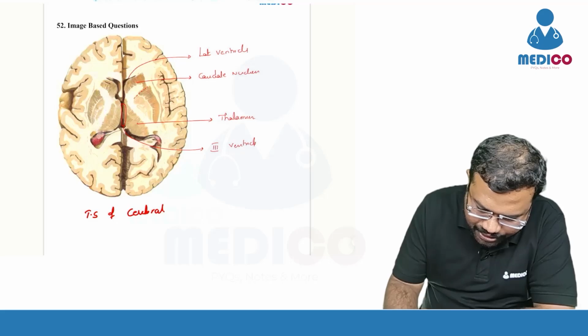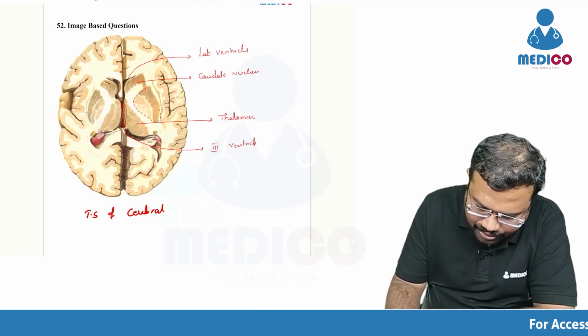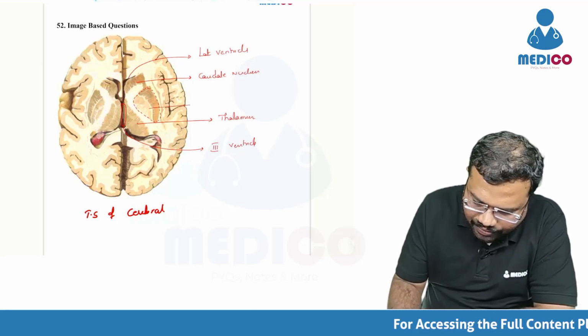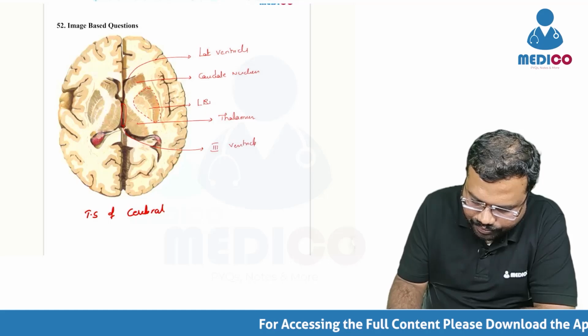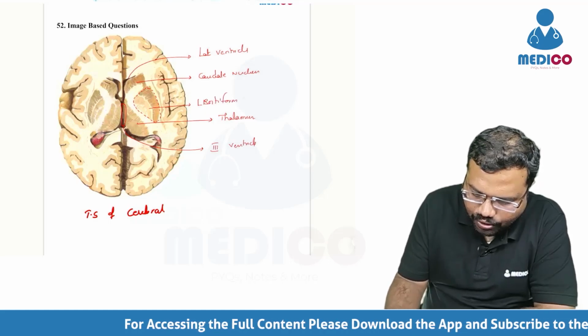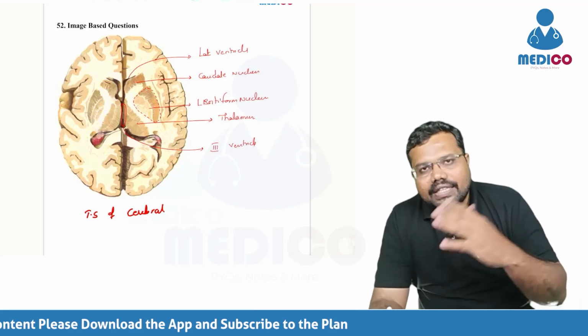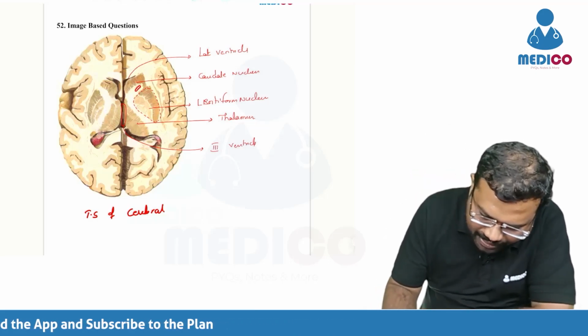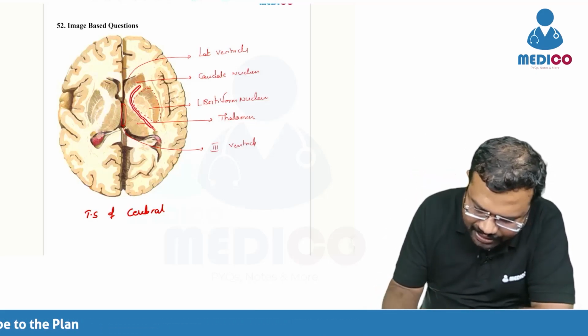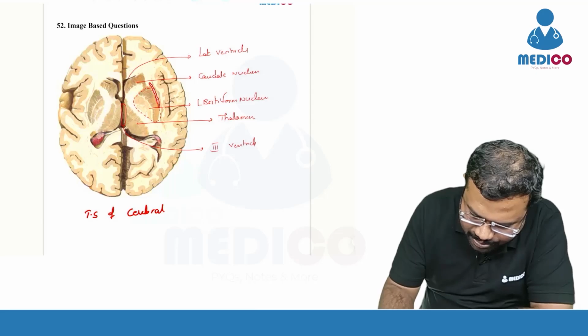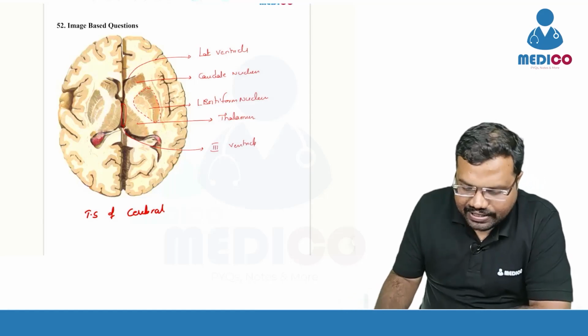And this wedge shaped structure is called the lentiform nucleus. This lentiform nucleus will decide the capsules. If any white matter is present internally, it is called the internal capsule, and any white matter that is present externally is called the external capsule.